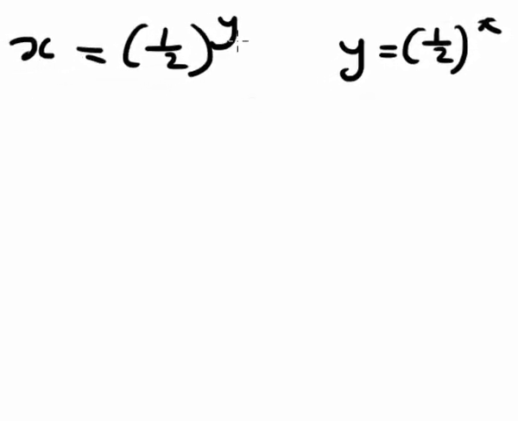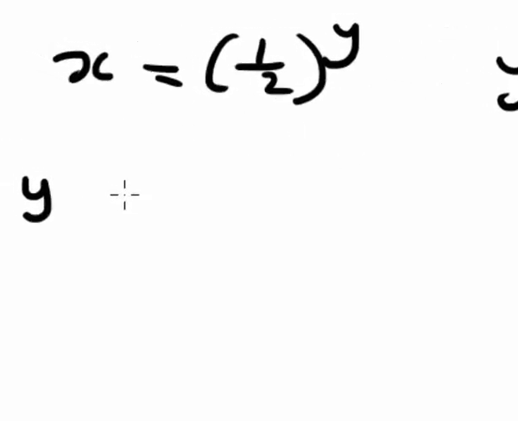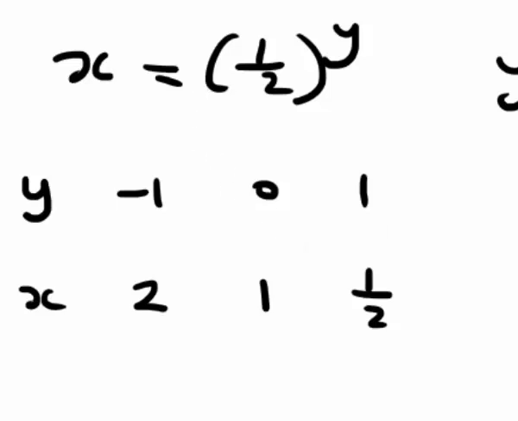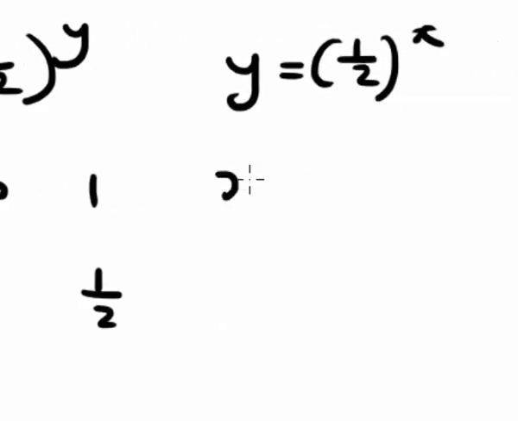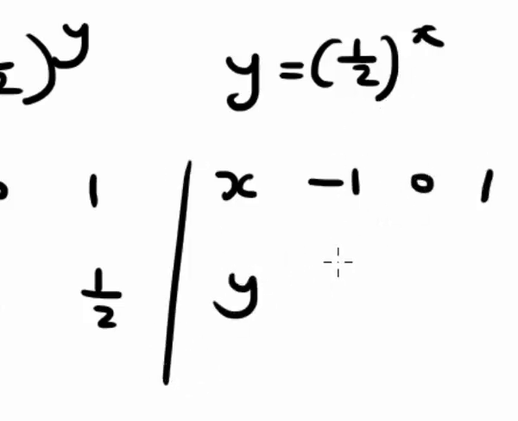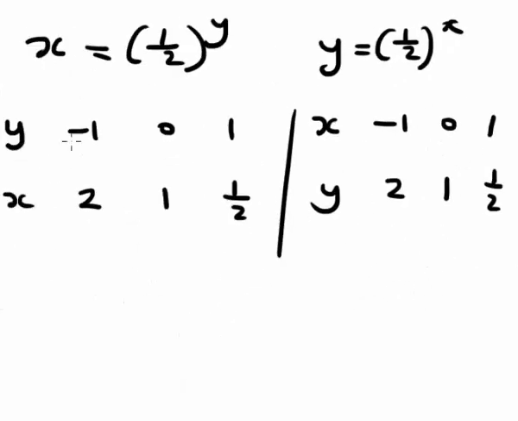Well, what we could do here is select values for y, which we can choose as -1, 0, and 1, and then look at what the x is. A half to the -1 is 2, a half to the 0 is 1, and a half to the 1 is a half for this one. Now, if we choose x values of -1, 0, and 1, what would the y values be? Half to the -1 is 2, half to the 0 is 1, and a half to the 1 is a half. Now, notice that there's an interchange of x and y. So if we then draw these graphs on the same set of axes, what do we have?